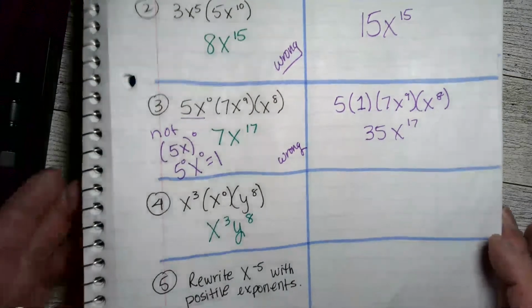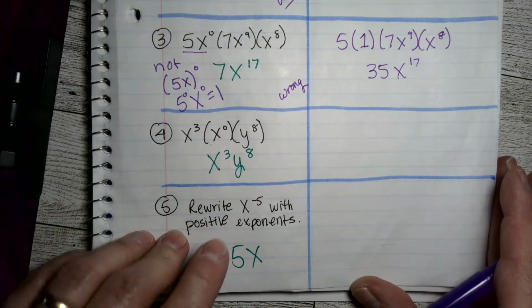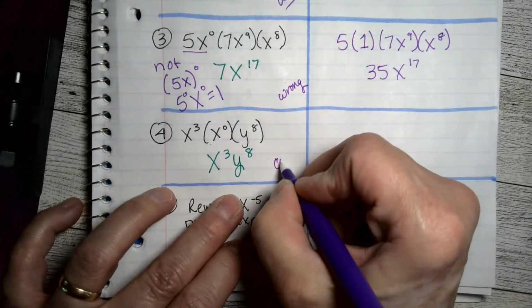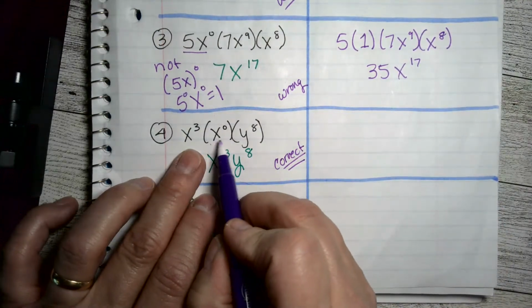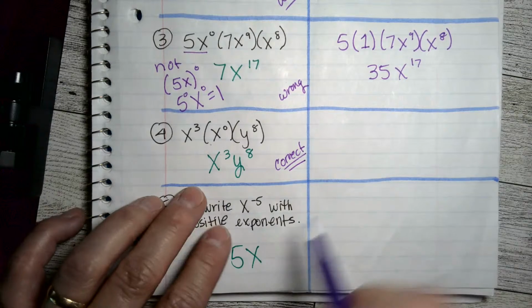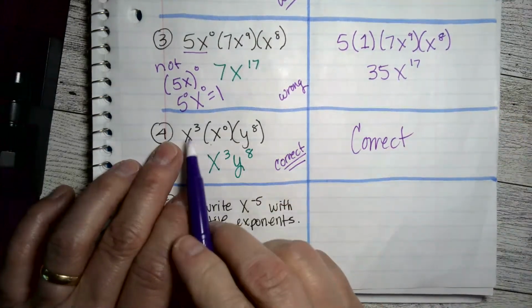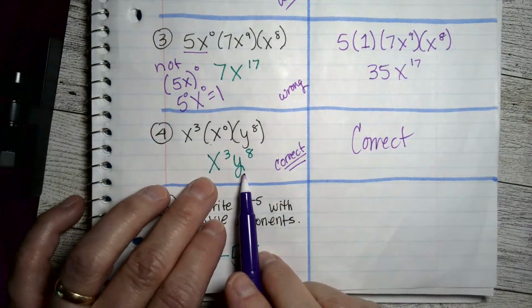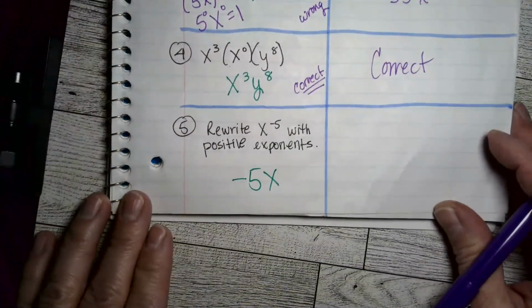Okay, number 4. Number 4, she got this one correct. This is right, because that is a 1. X to the 0 power is 1. So just correct. So the only thing that's left is x cubed times y to the 8th. So that one's right.